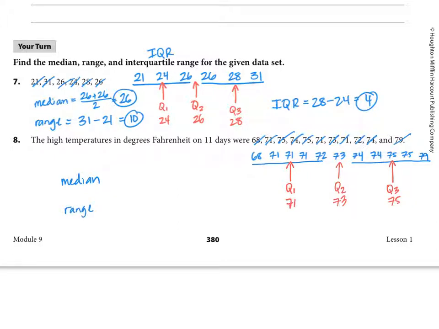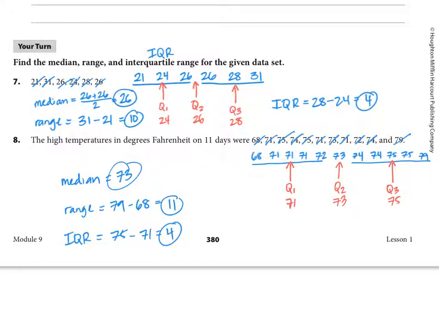So with all of that, let's go ahead and get our median, our range, and the IQR. So the median is one of our middle numbers, and that is 73. Our range is biggest number minus smallest number, which looks like 11. And IQR is Q3 minus Q1, which is 4.